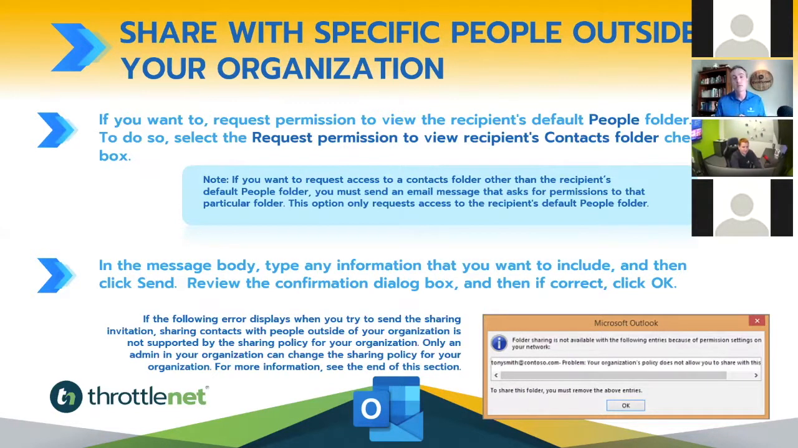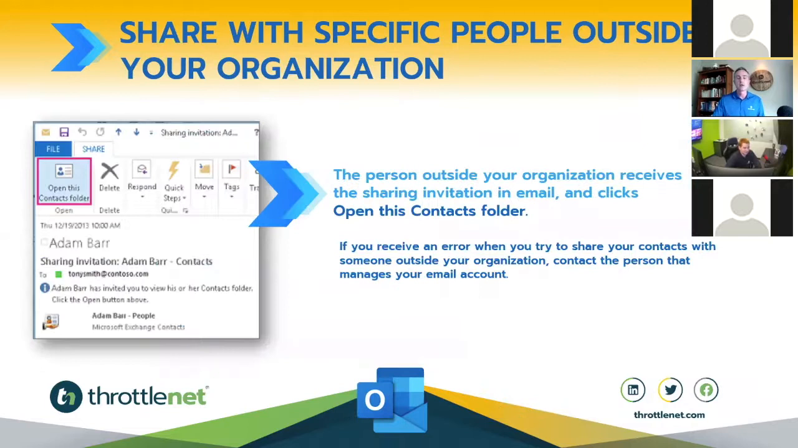You need to talk to your administrator, be it ThrottleNet or be it somebody internally that you might be working with already. So at that point in time, this person outside your organization receives the sharing invitation email and clicks open this contacts folder, and now they, of course, have access to all that information as well. But again, it's all dependent on what policies and procedures are put in place within your organization.